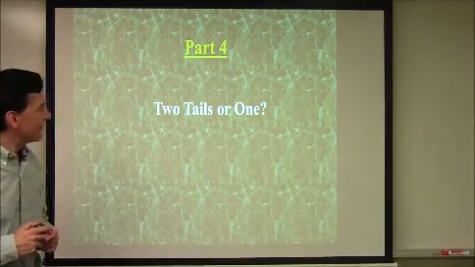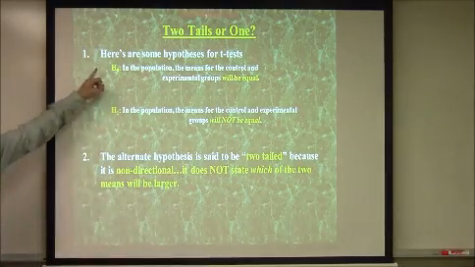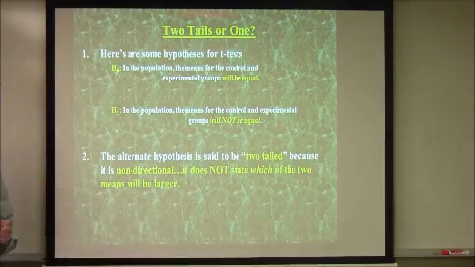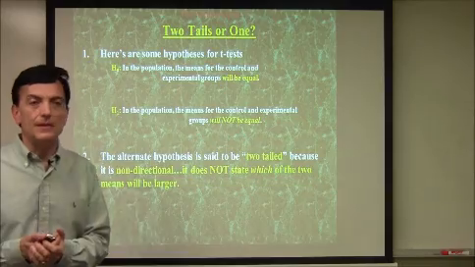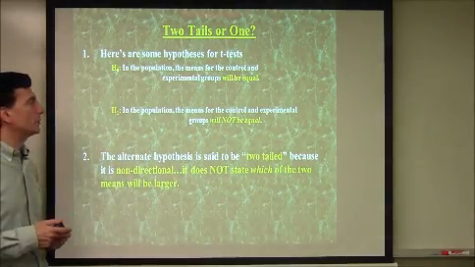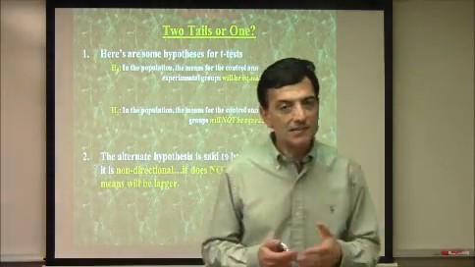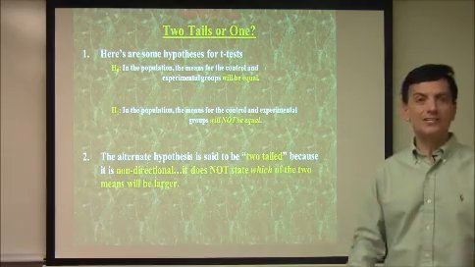Okay, why don't we go ahead and have our conversation then about two tails or one. So here are some hypotheses for t-tests. Okay, we'll assume that we're dealing with an independent samples t-test, and we might say something like, in the population, the means for the control and experimental groups will be equal. This is often the case in a t-test null hypothesis. We speak of the equality of means.